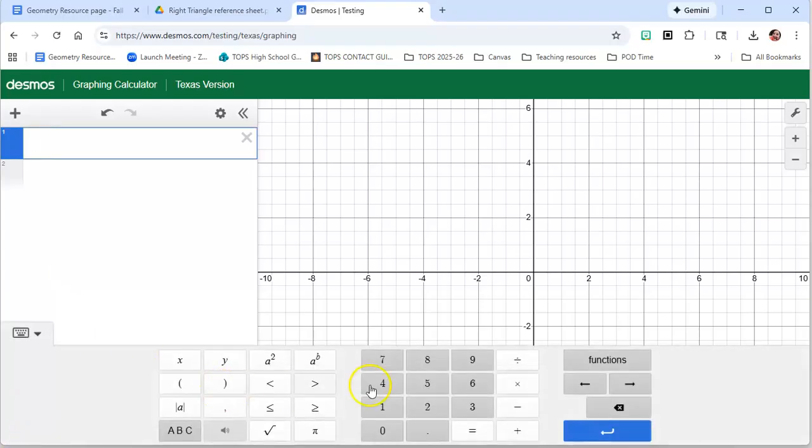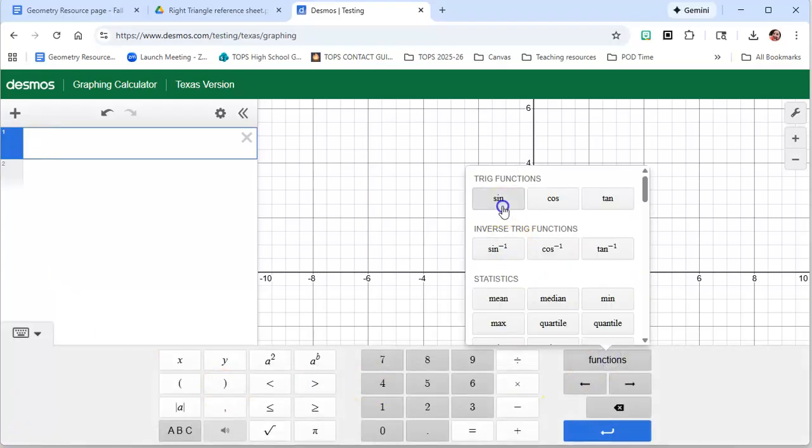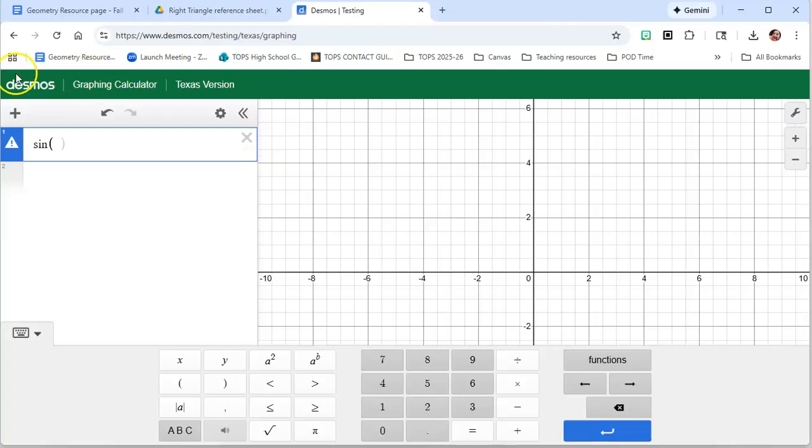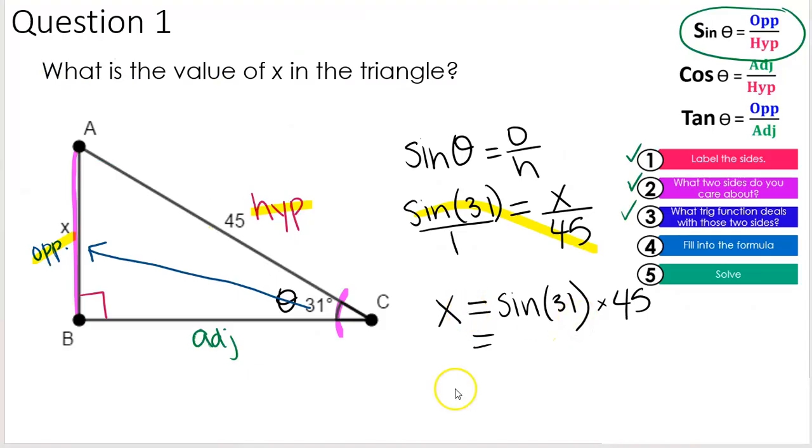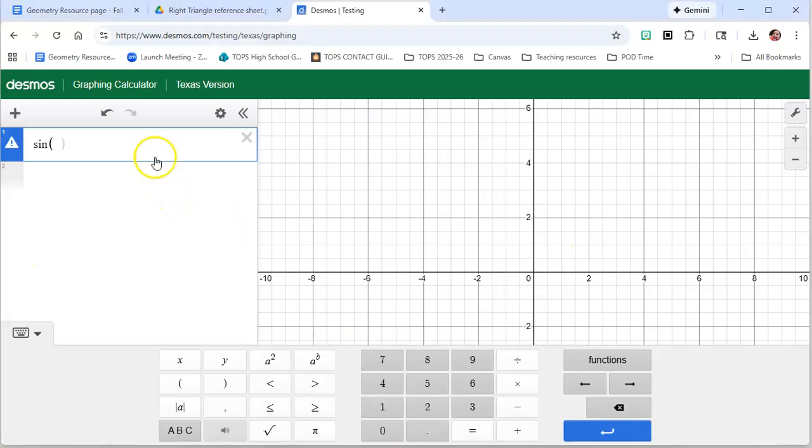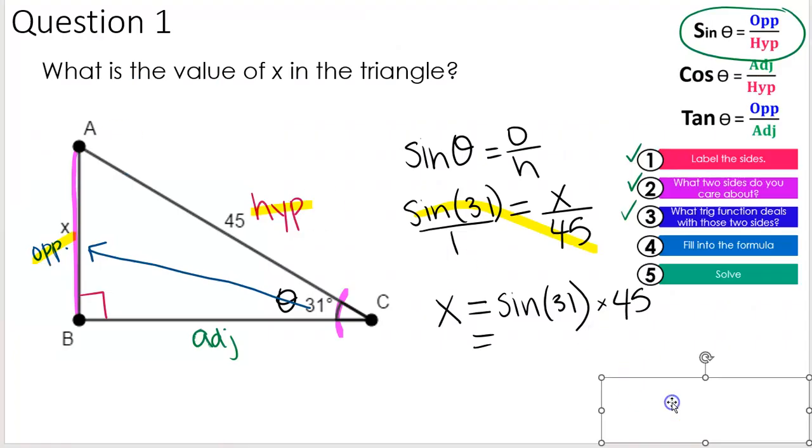Okay, we have sine of 31. I forgot the 31. There we go. I can't forget it now. Sine of 31. Remember, I want to close those parentheses. Then I want to times 45. And I get 23.17.